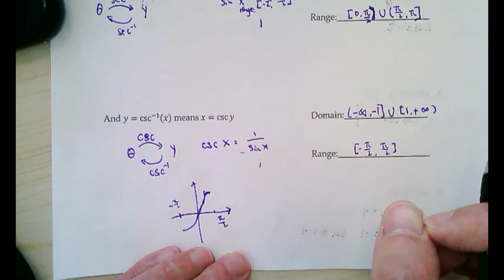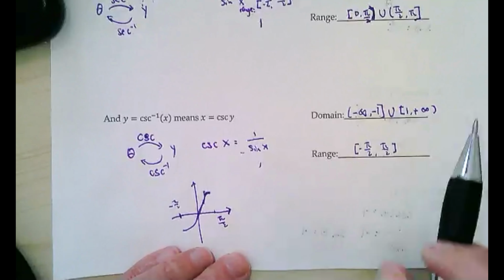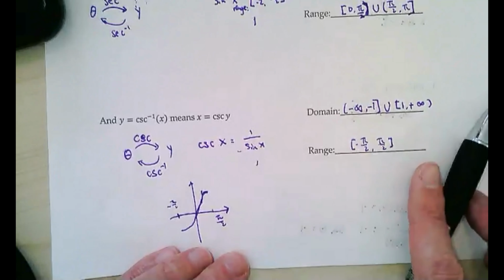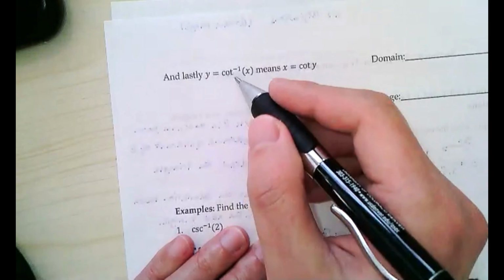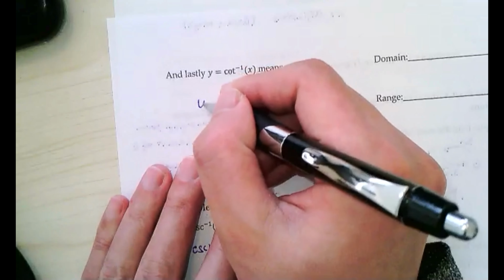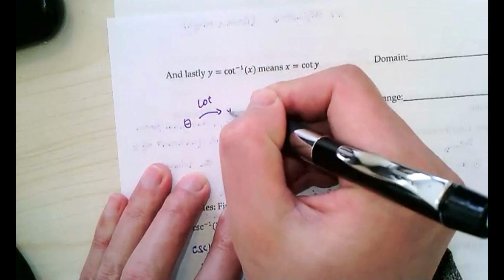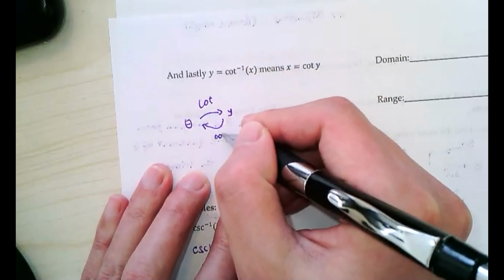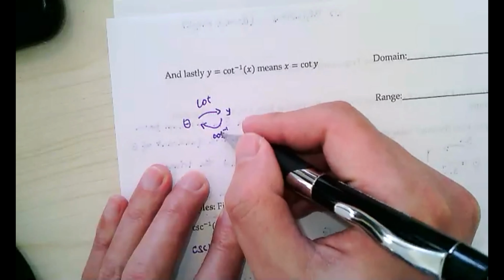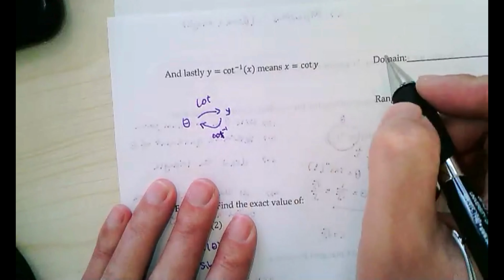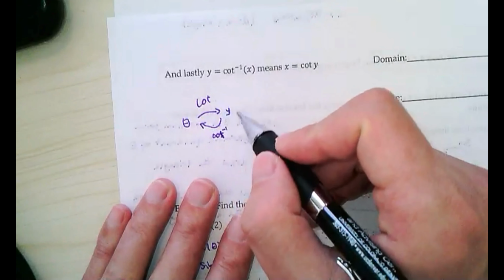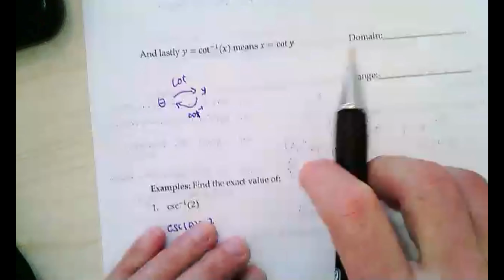Any question before we move on? Okay, so let's continue. We do exactly the same thing for inverse cotangent. Cotangent maps an angle to a value, inverse cotangent maps back. And in order to figure out the domain, let's see the range, or where the y can take values.